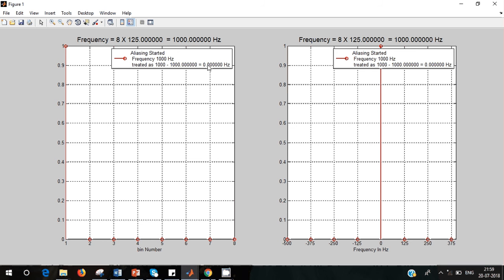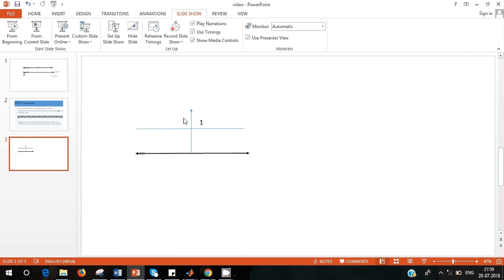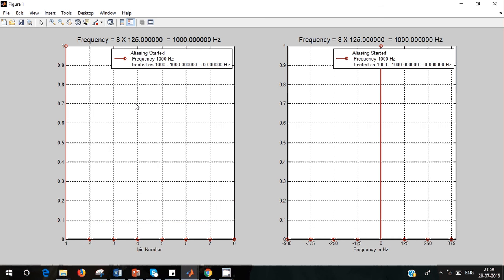1000 minus 1000 becomes 0, or if you see in a frequency axis, you will see the peak at 0 hertz. The signal which is having a frequency of 1000 is treated as a 0 hertz signal or DC signal. It is actually a 1000 hertz cosine signal. It is treated as a DC, which is a constant amplitude signal, something like this, which is 1 volt. So this is actually the aliasing. The amplitude level is 1 volt, which is correct, but the frequency value is totally different.